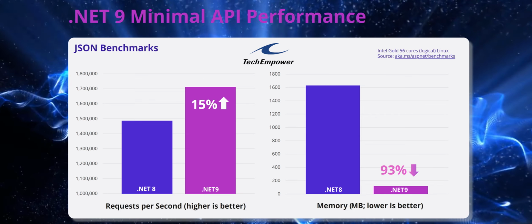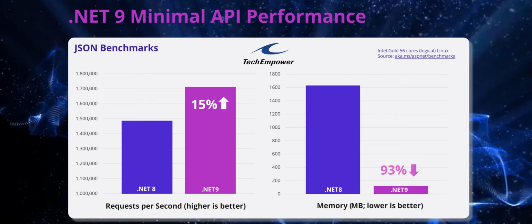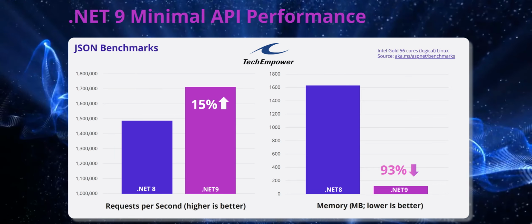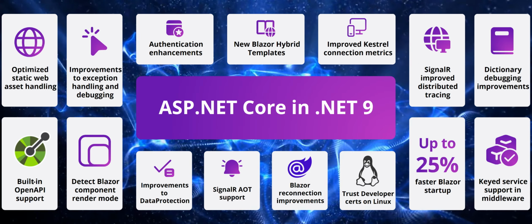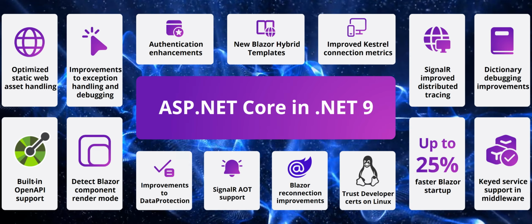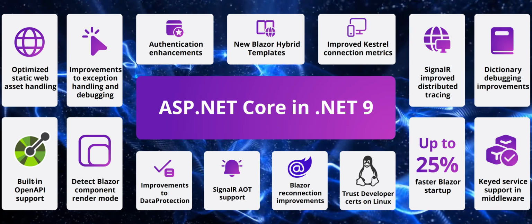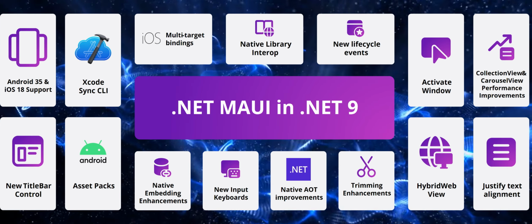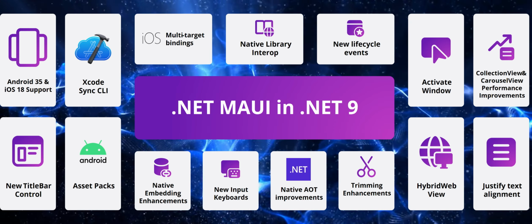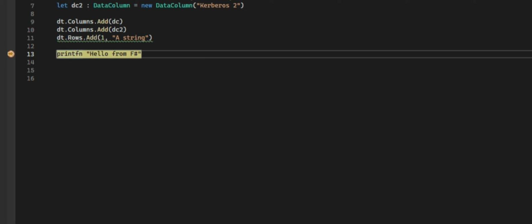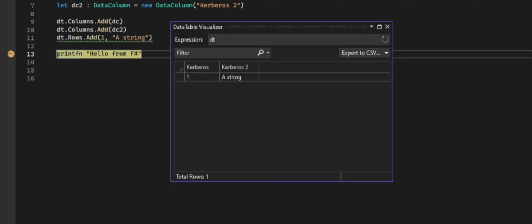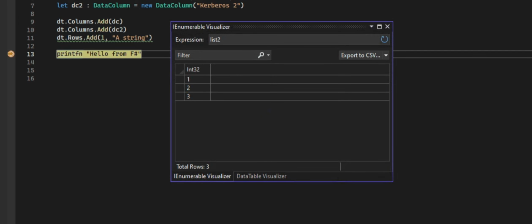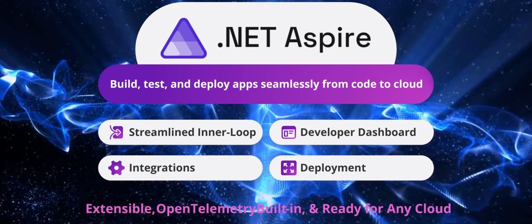Performance enhancements with faster exceptions and improved garbage collection. ASP.NET Core improvements for better web development. .NET MAUI updates for cross-platform app development. F# 9 with new language features. .NET Aspire for cloud-native application development.